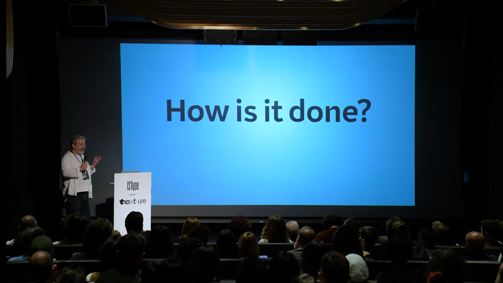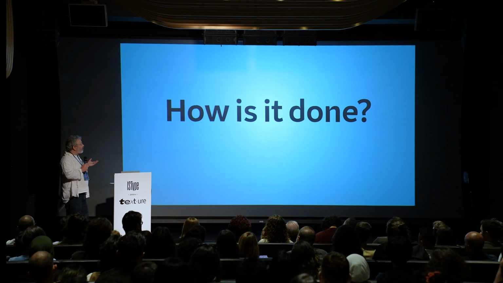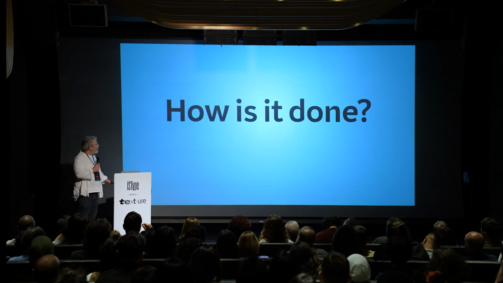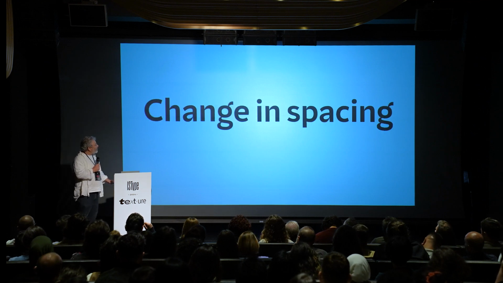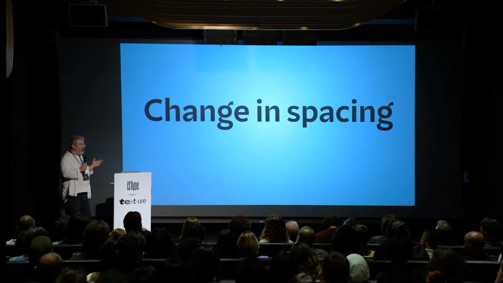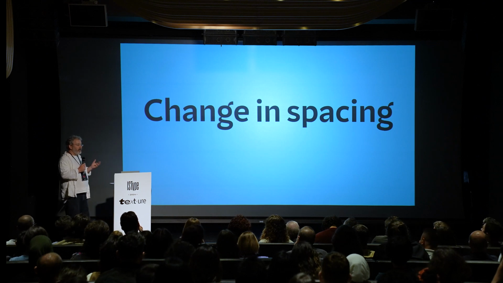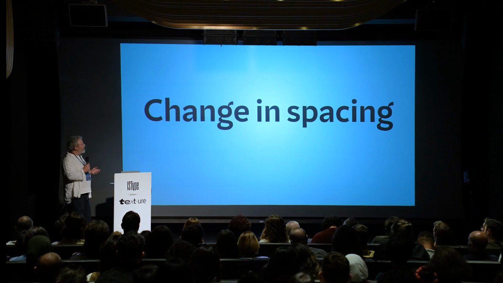So, but how do you make these adjustments? How do you do it? How do you make type optical anyway? There's a number of elements that you can bring to bear as a sort of menu of options that you can bring to the design in order to get an optical size. So you can change the spacing.